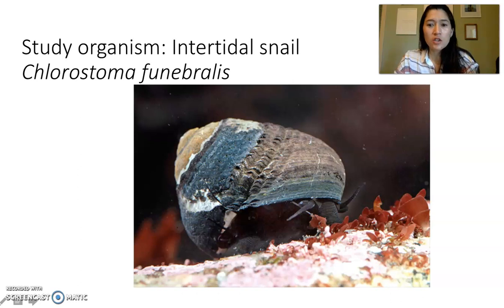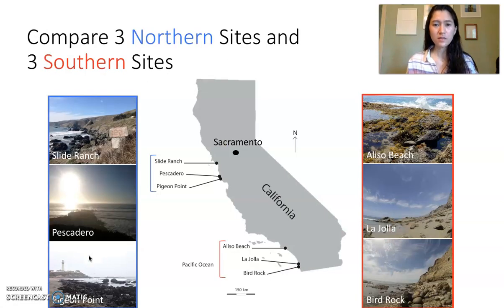Okay. So the study organism that we're working with, that I've talked about a little bit already in some of the lecture videos, is the intertidal snail Chlorostoma funebralis, shown here. Definitely not to scale. They're small. They can fit in the palm of your hand.